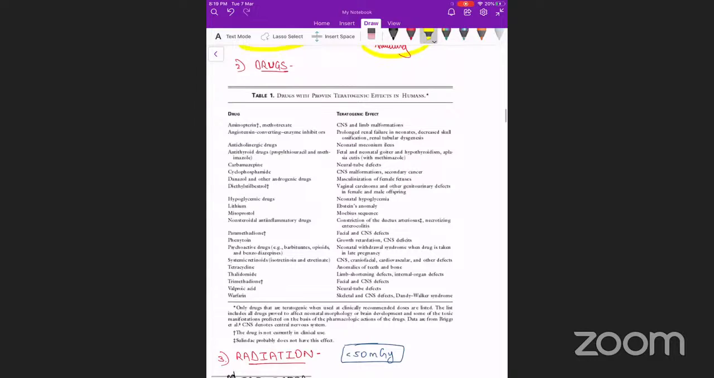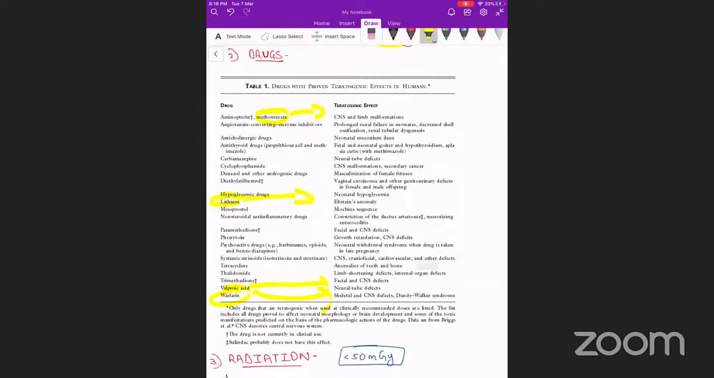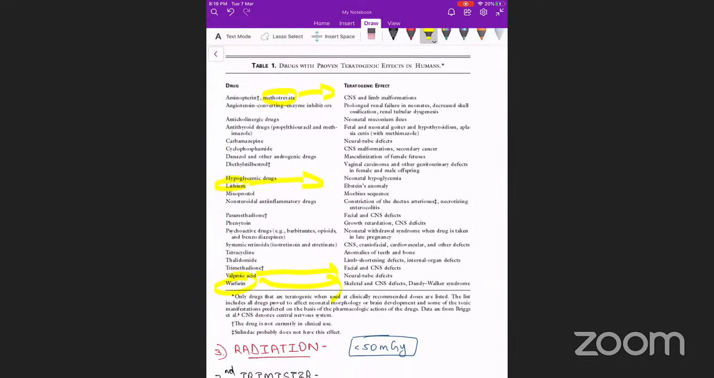It is always better to remember 4 to 5 drugs and the teratogenic effects caused by these drugs. So always remember a few drugs like methotrexate, which can cause CNS and limb malformation. Lithium can cause Ebstein's anomaly. Correct. Warfarin can cause Conradi syndrome. Valproic acid can cause neural tube defects. So you can go through this table and remember a minimum of 3 to 4 drugs that will be asked in your Viva. Just go through this list and try to remember as many as possible, but at least 3 to 4 drugs have to be remembered.